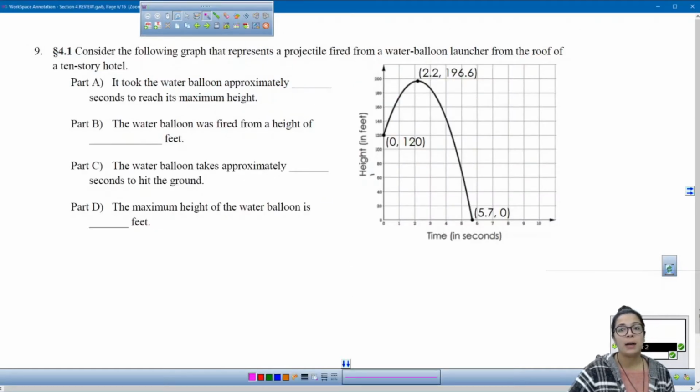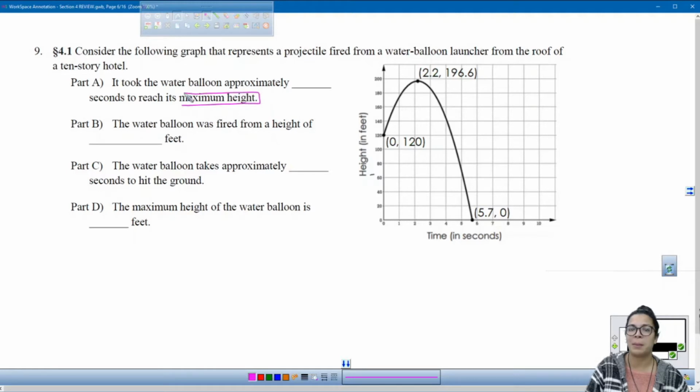So moving on to number 9, it says consider the graph that represents the projectile fired from a water balloon launcher from the roof of a 10-story hotel. It took the water balloon how many seconds to reach maximum height? So maximum height, you see here, we started here, right? And then our max height is right here, which is about a little less than 200. Luckily for us, there is a point here, so we don't even have to approximate. We know that it is exactly a height of 196.6.